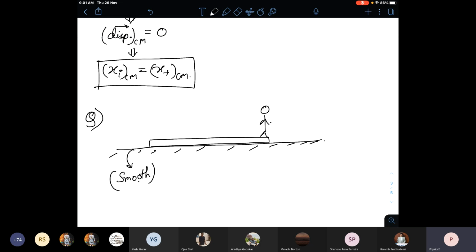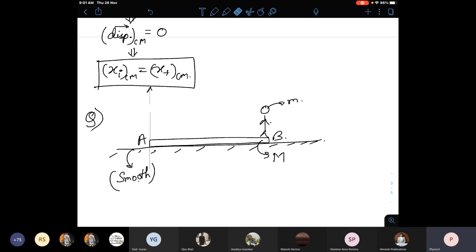a man is standing on one of the ends of the plank, AB, he is standing on the end B. Suppose the mass of the plank is capital M and the mass of the man is small m. Now, this was the initial condition, everything is at rest, no one is moving anywhere.